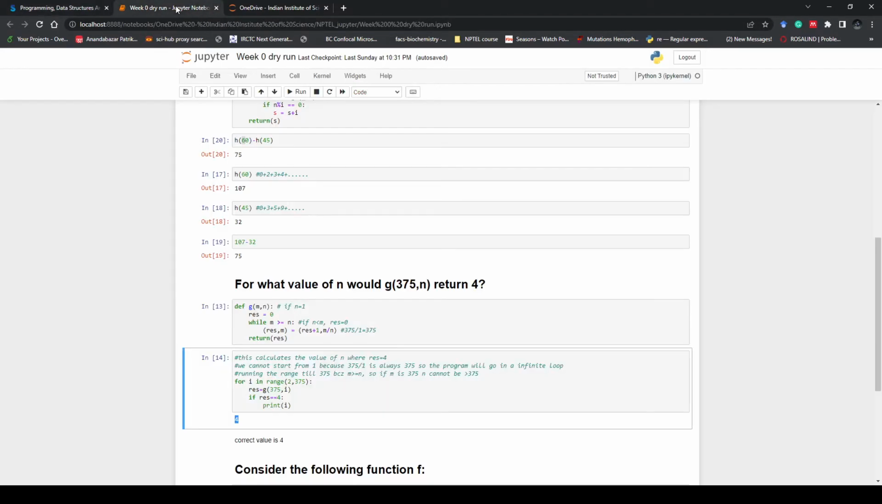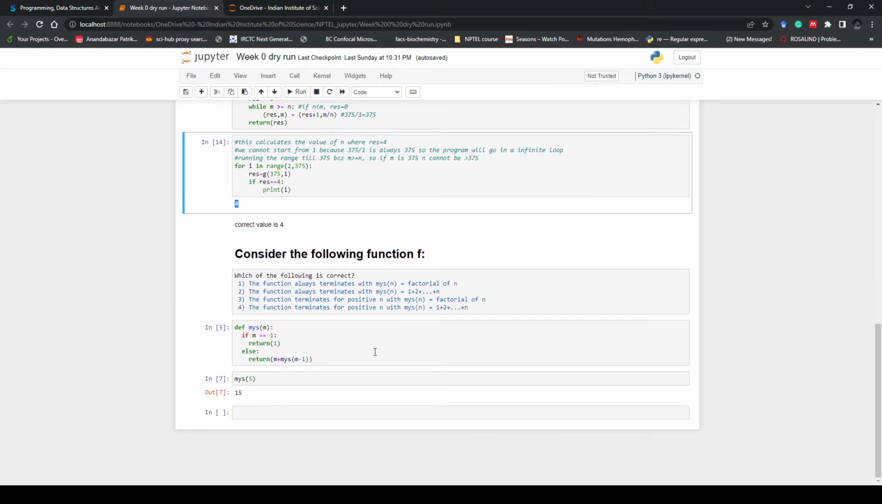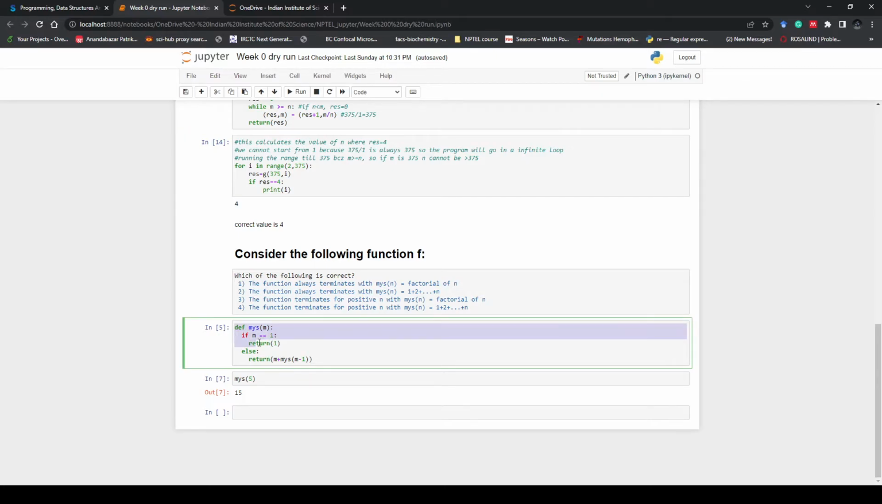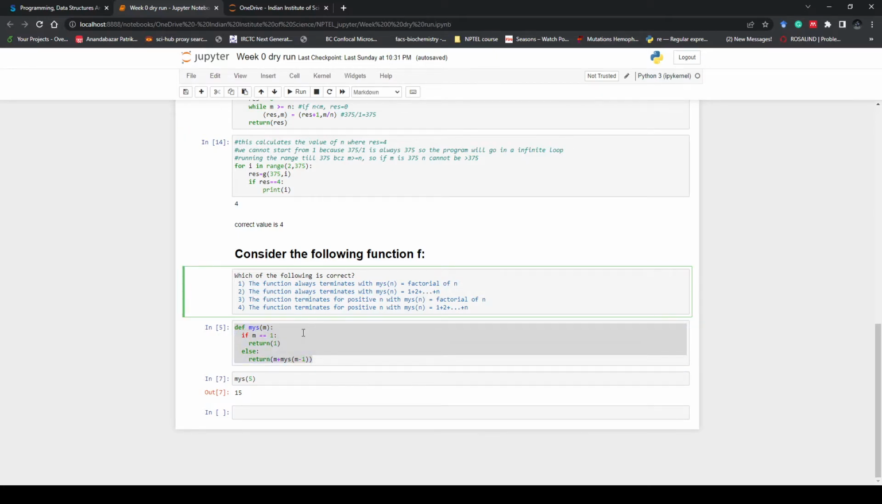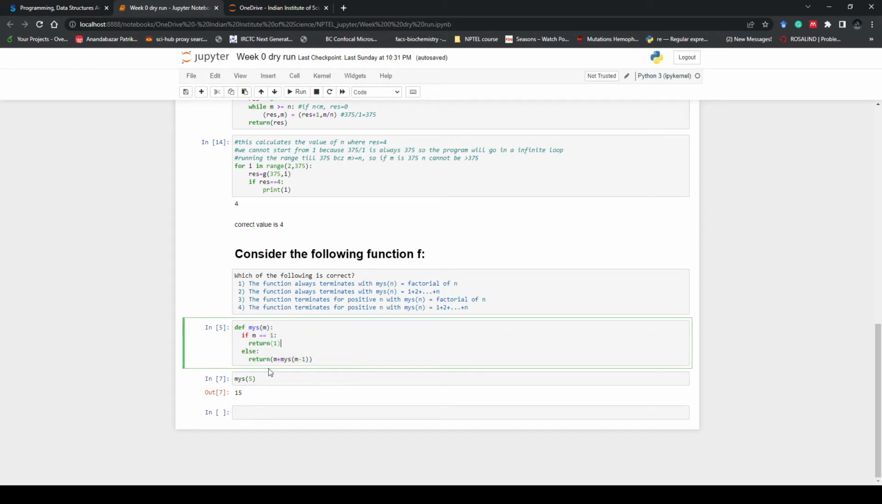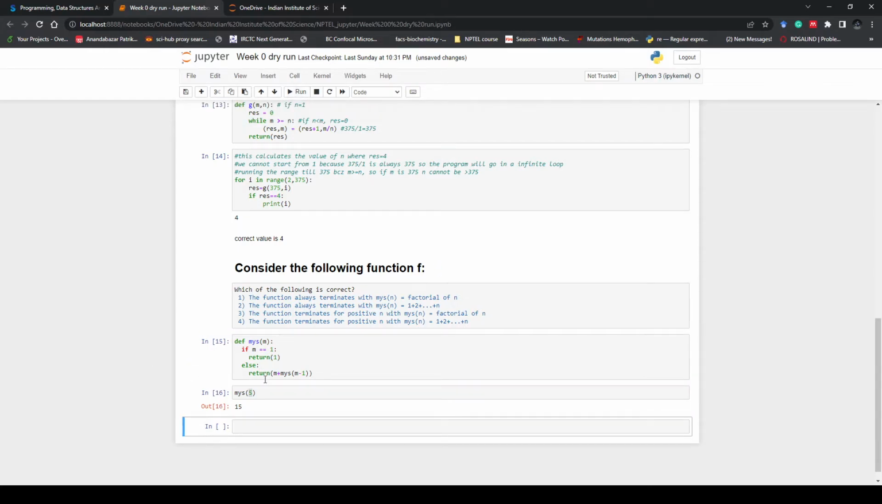I hope it's clear. I will go to the last assignment, and that is: consider the following function f. So this is the function, and we have to find the correct answer. So what does the function do here? I wanted to know the function mys of 5. Okay, so I'll run it. It's coming as 15.